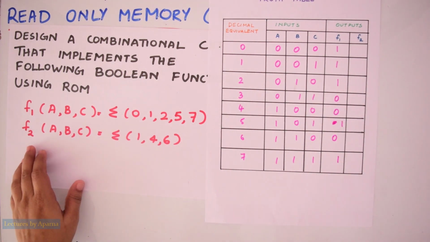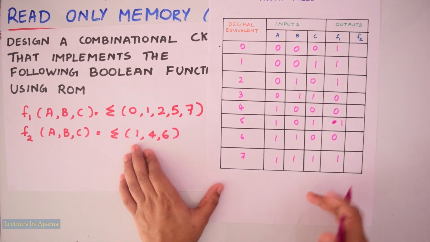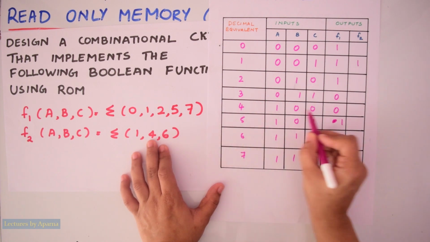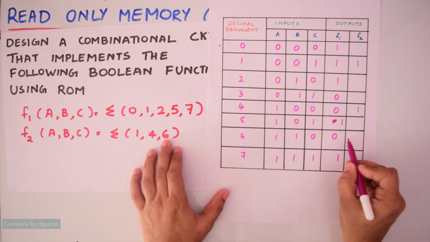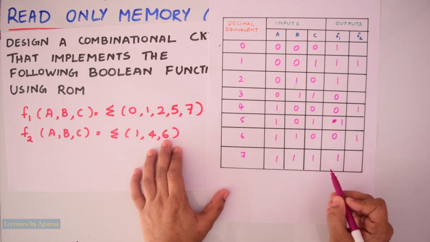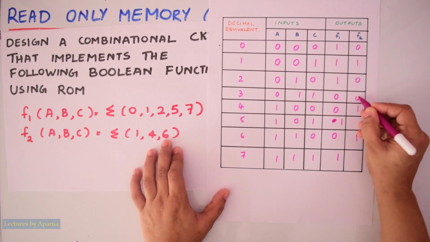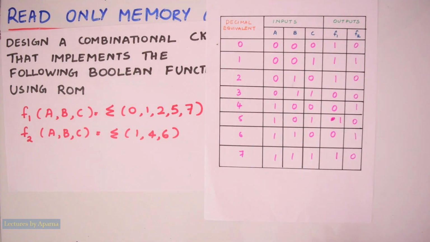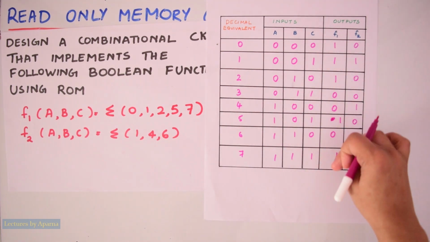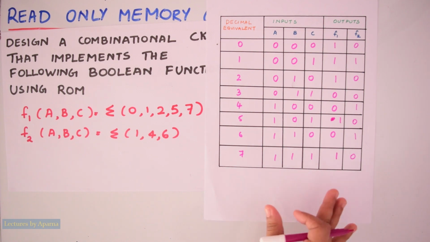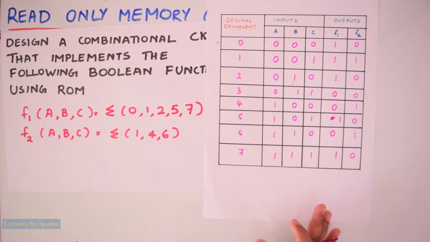Next, in the place of F2 you have to put 1 for 1, 4 and 6. Rest of the columns you have to put 0. So these are the functions that you have to implement. By looking at the truth table, we will now draw the logic diagram.